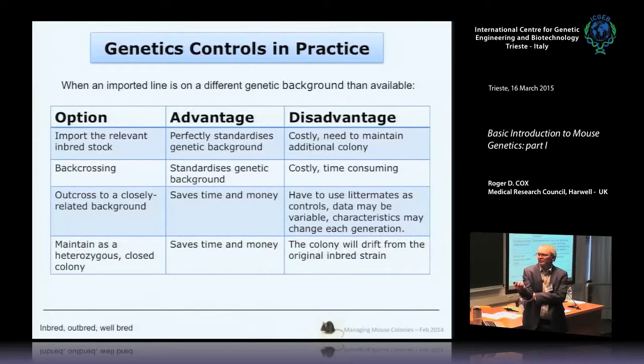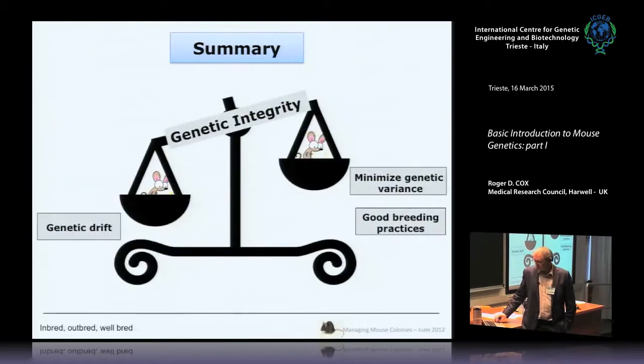So you have a number of other options. So you can buy it on the right background or on a clean background. And your other option would be to maintain it as a heterozygous background. So if it's on a particular background and you want to change it, you could make an F1. So in order to maintain genetic integrity, you've got to be aware of genetic drift, and you've got to have procedures in place to minimize genetic variance and have good breeding practices.